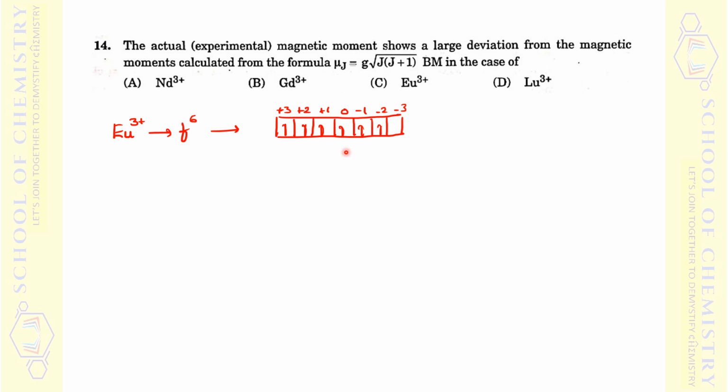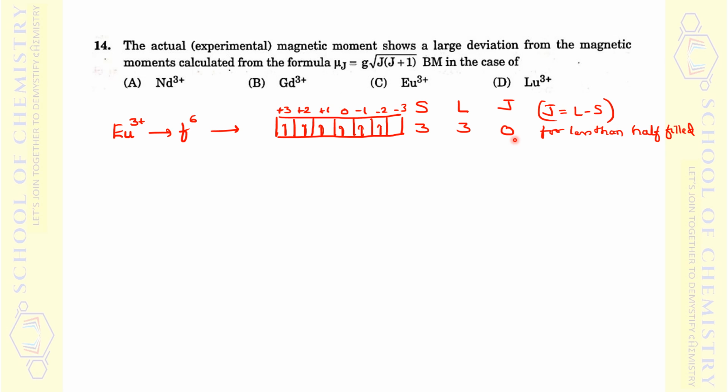Europium 3 plus is an f6 species, and the f electrons, if they are filled in the 7 f orbitals, will be occupied like this. Based on this, if we calculate the S value, for 6 unpaired electrons it comes to 3. For the L value, plus 3 plus 2 plus 1 is 6, and then minus 1 and minus 2, so minus 3, plus 6 minus 3, it will be overall 3. J is actually L minus S because it is less than half filled, so 3 minus 3, it will be 0.